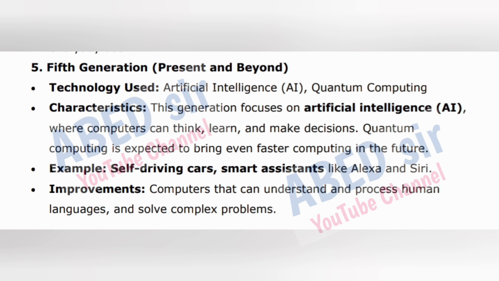5. Fifth generation, present and beyond. Technology used: artificial intelligence, AI, and quantum computing. Characteristics: this generation focuses on artificial intelligence, AI, where computers can think, learn, and make decisions. Quantum computing is expected to bring even faster computing in the future. Example: self-driving cars, smart assistants like Alexa and Siri. Improvements: computers that can understand and process human languages and solve complex problems.